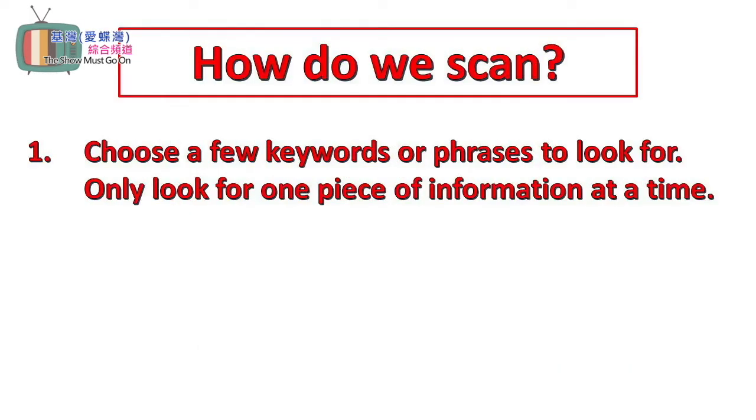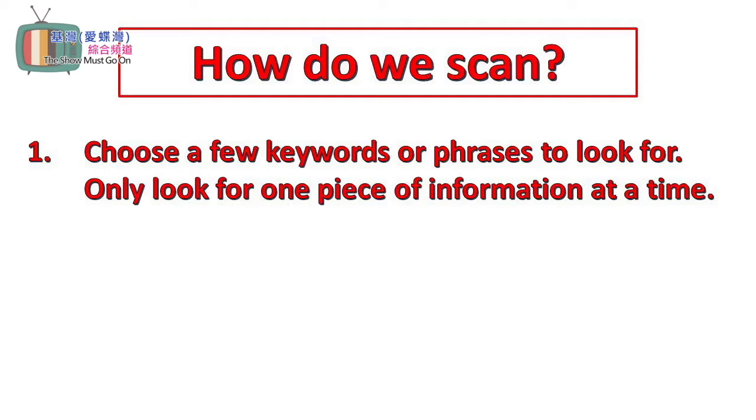So how do we scan? First thing you need to do is choose a few keywords or phrases to look for. Only look for one piece of information or one question at a time. This makes it a lot easier to find that information and you won't get too confused. If we think back to our example, Where's Wally? I don't think you are looking very carefully at each person in the picture. That would take a lot of time. But maybe you are looking for people with red or white clothes or with glasses. Those are your key words, your key information that you're looking for.